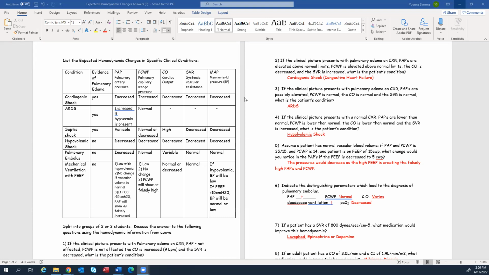Of course, systemic vascular resistance will increase because the body is noticing it's not getting much cardiac output from the heart. And the body responds by tightening or constricting the vessels, and that will help to divert blood flow to the major organs and protect the major organs from that low blood flow.